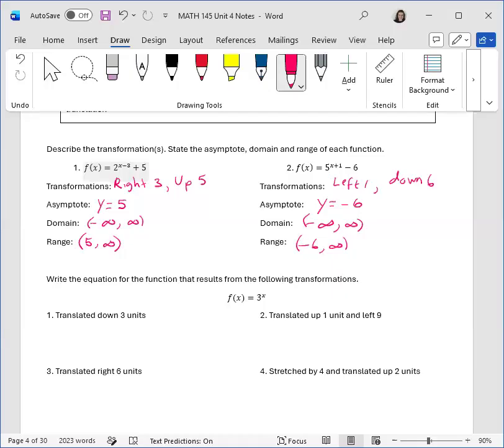Okay, so now we want to write some functions that are being translated. We're going to use the parent function, f of x is equal to 3 to the x, and then just think about the different transformations and how that would affect this function. So if we're translating the function down 3 units, that's going to be a k value, and k is going to be negative 3. So f of x is 3 to the x power minus 3.